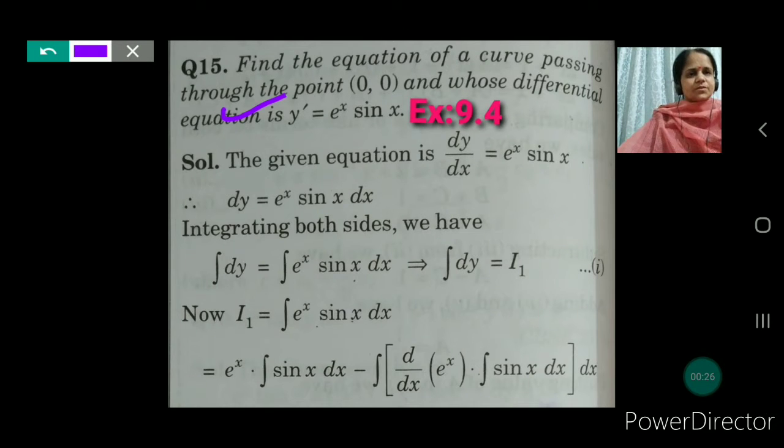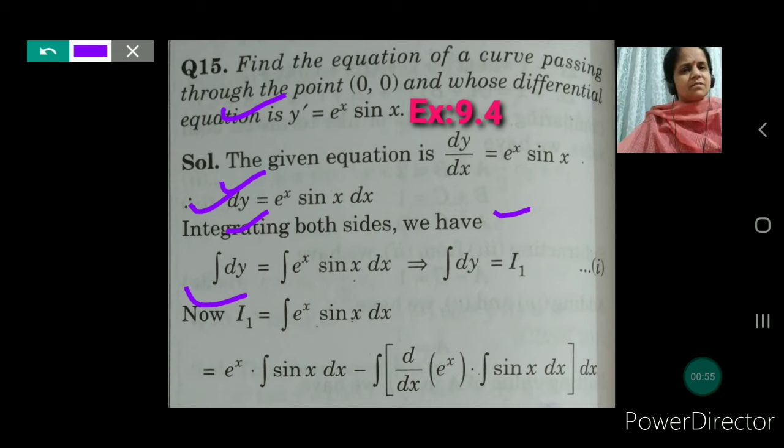So first of all students, here dy = e^x sin x dx. Variable separation method also here. Now integrating both sides, we have integration of dy = integration of e^x sin x dx. Let the integration of e^x sin x dx be I1. Directly you can write integration of dy is equal to y. Don't take it like this if you are not comfortable with this.